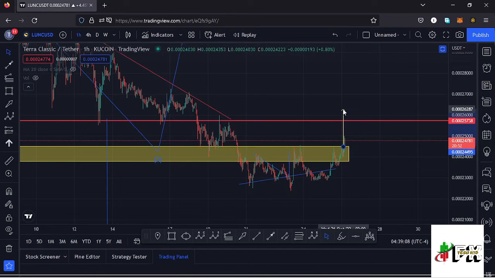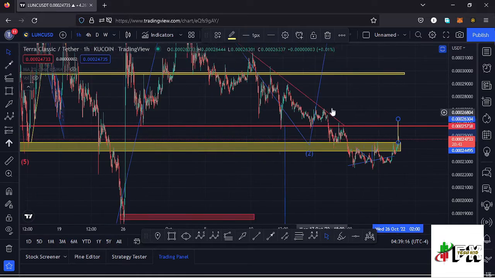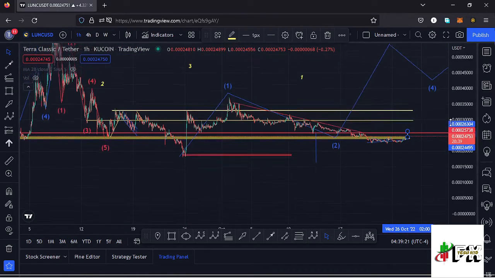$0.00025 mark. There is a possibility of Lunc trading above the $0.00025 mark once more, and also sketching out a target area to the upper side in the formation of that higher Elliott wave count 3 using the trend based Fibonacci.